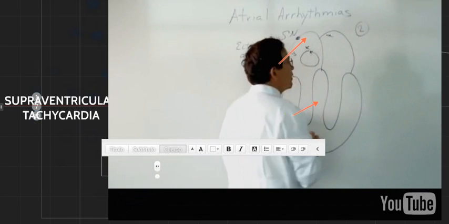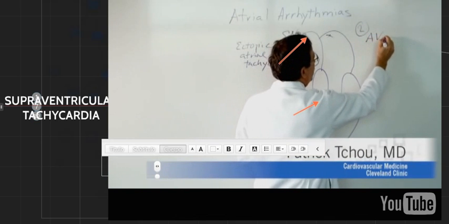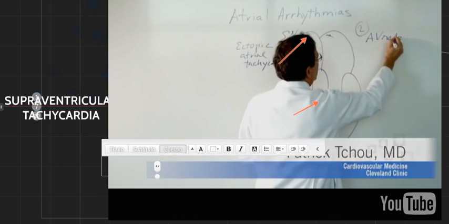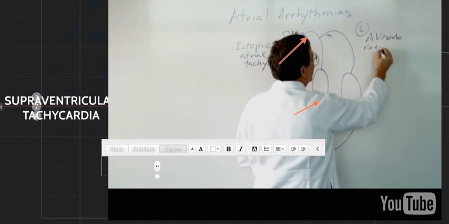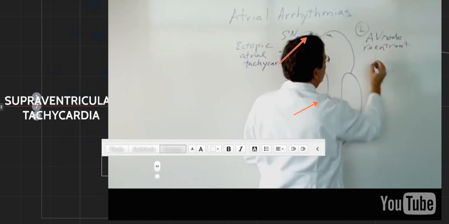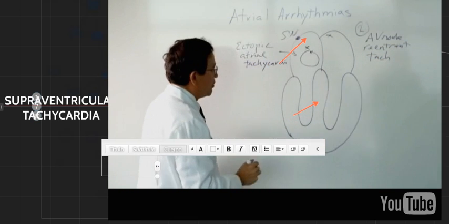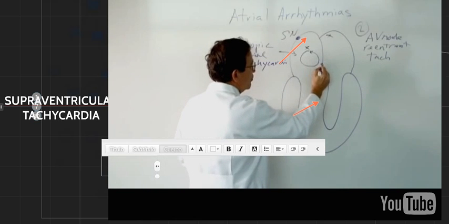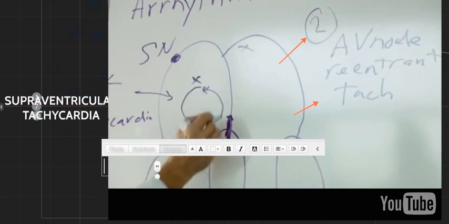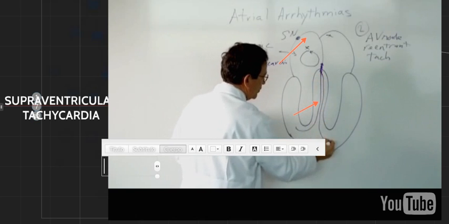The second arrhythmia is called AV node reentrant tachycardia. So I'll just shorten that by TAC. The AV node is the electrical bridge that connects the upper and the lower chamber and sends the impulse down to the lower chamber.